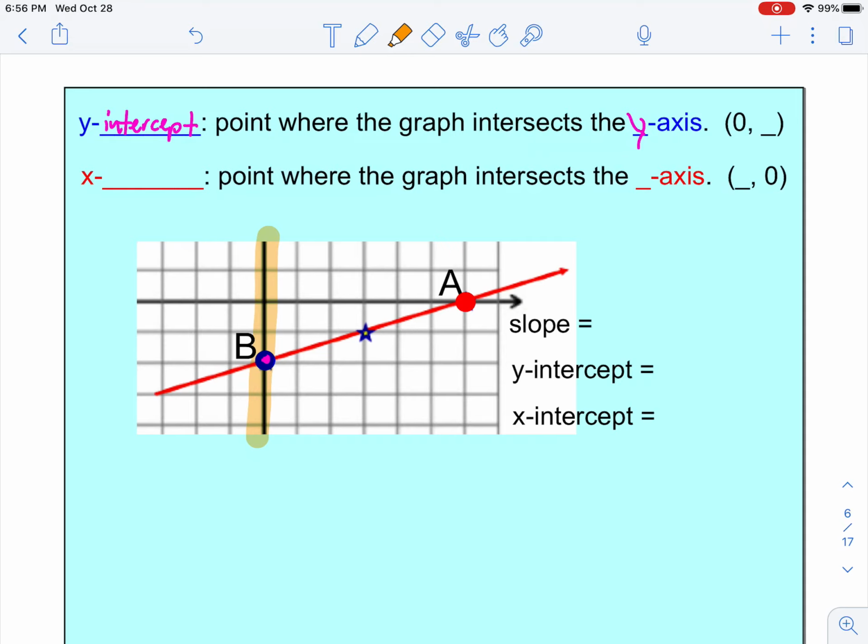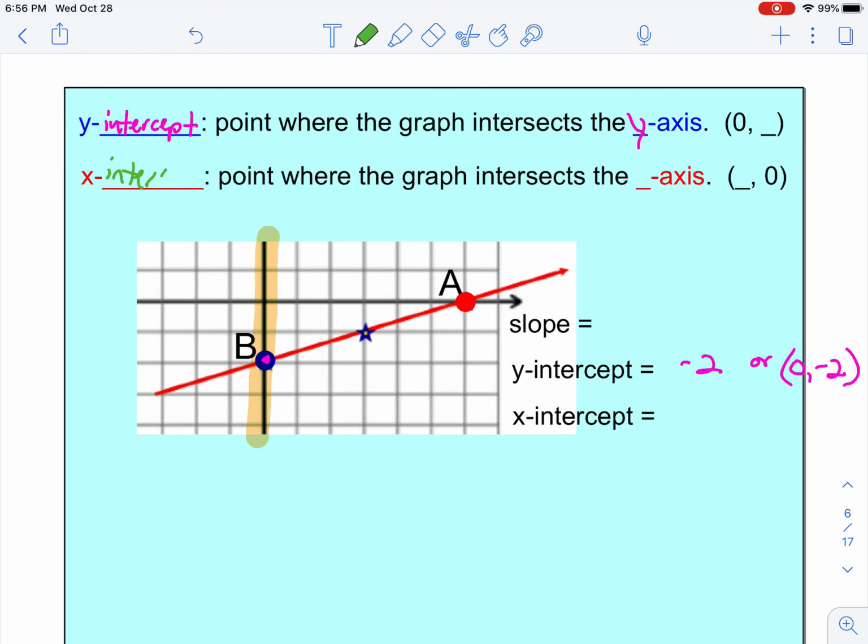That is our y-intercept. And that will always be a point where our x value is 0 and our y is a value. So in this particular example, the y-intercept is -2. Or we can write that as an ordered pair. What ordered pair is that? That's (0, -2).